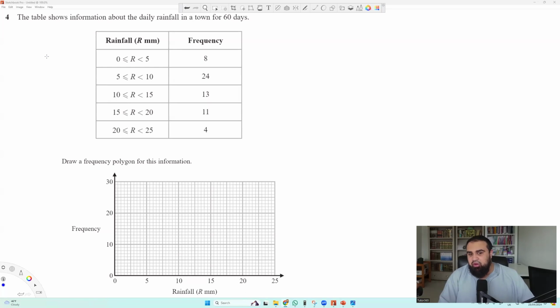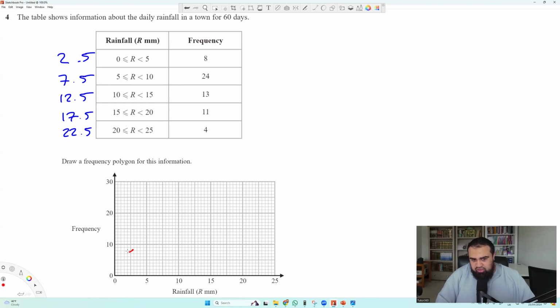We just have to plot the graph. So this is 2.5, this is 7.5, this is 12.5, this is 17.5, and this is 22.5. Now, at this point, you just have to plot. It's very easy. That's why it's worth 2 marks. So it's the rainfall in millimeters, 2.5 to 8. You have to be very careful here and make sure that you do it properly.